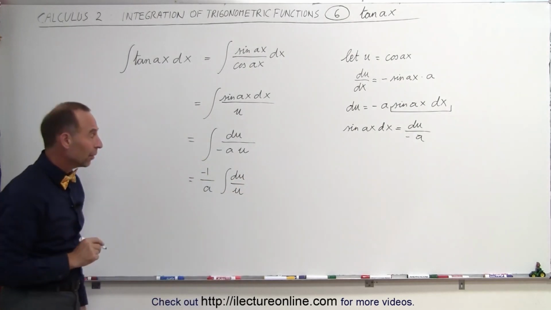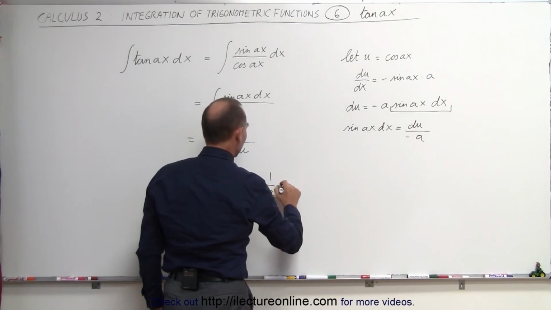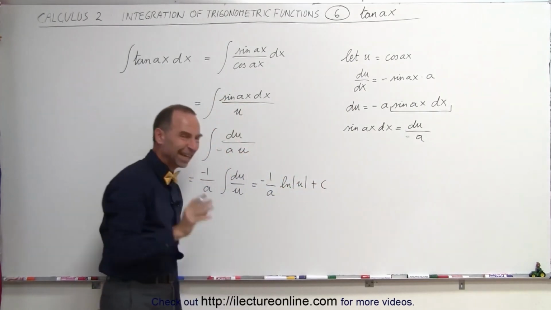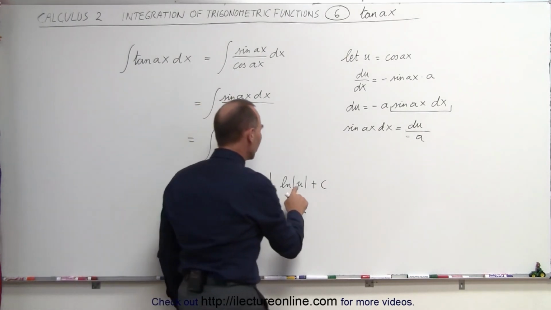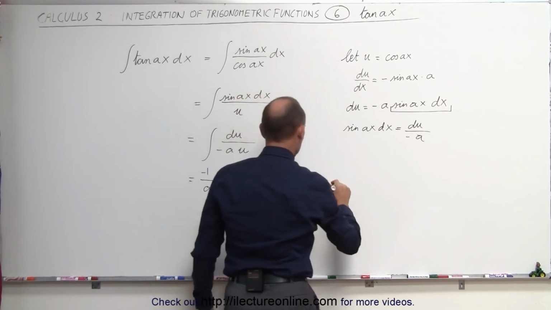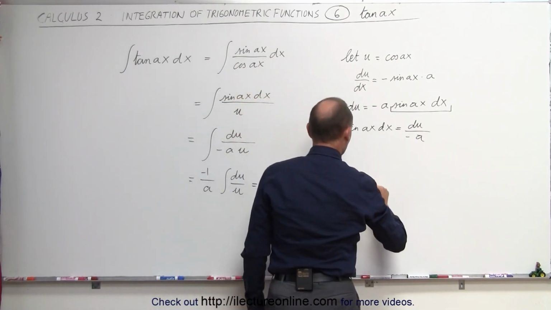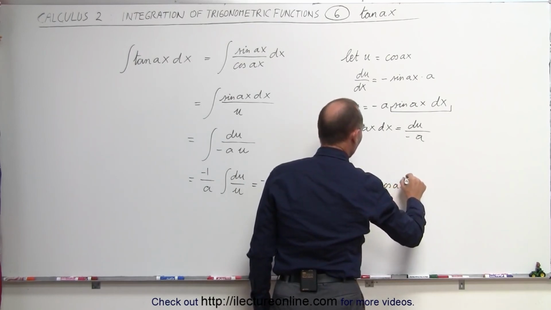And now we can go ahead and integrate that. That is equal to minus 1 over a times the natural log of u plus a constant of integration. Can't forget about that. Now what we can do is replace u by what u is equal to. This is equal to minus 1 over a times the natural log of the cosine of ax.